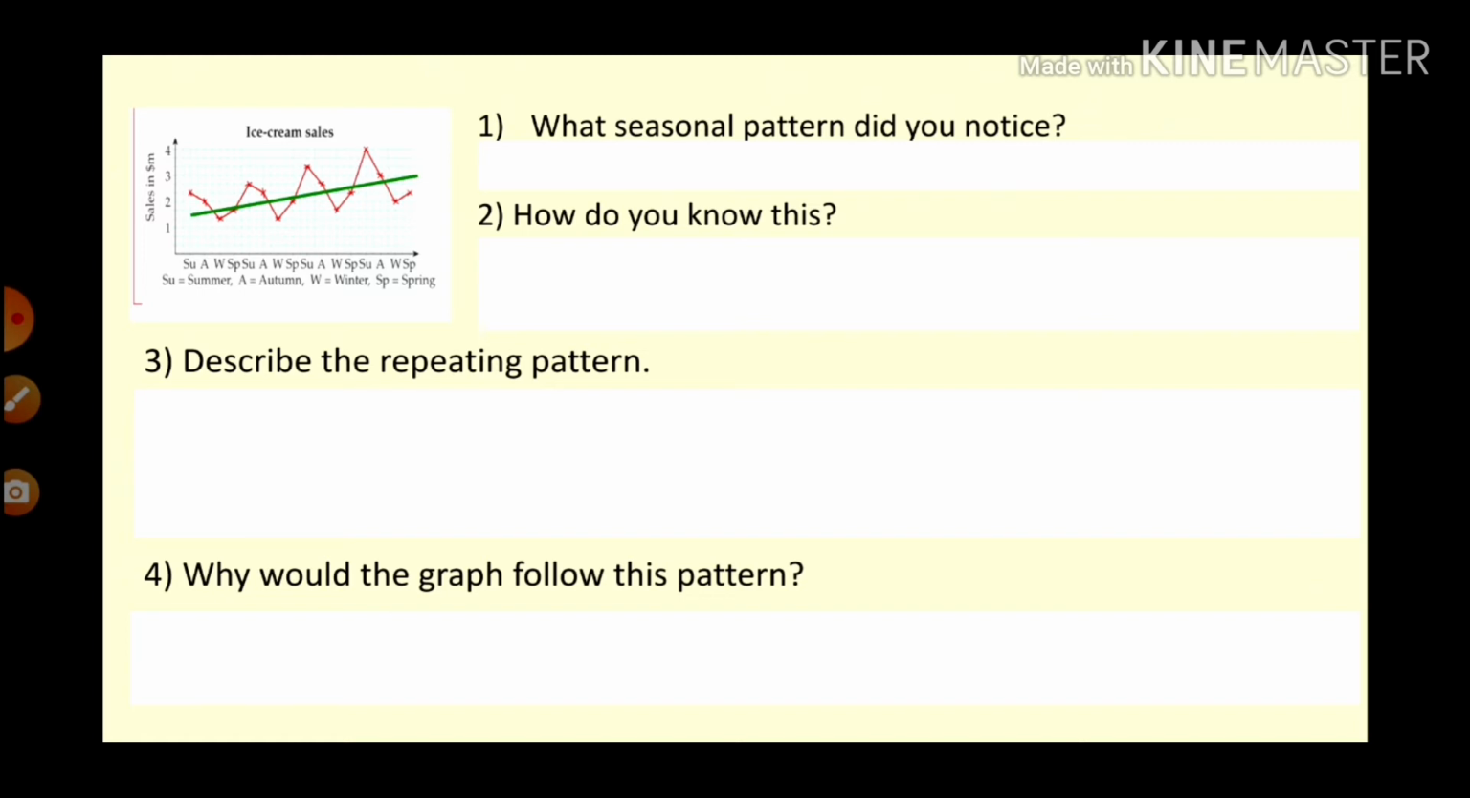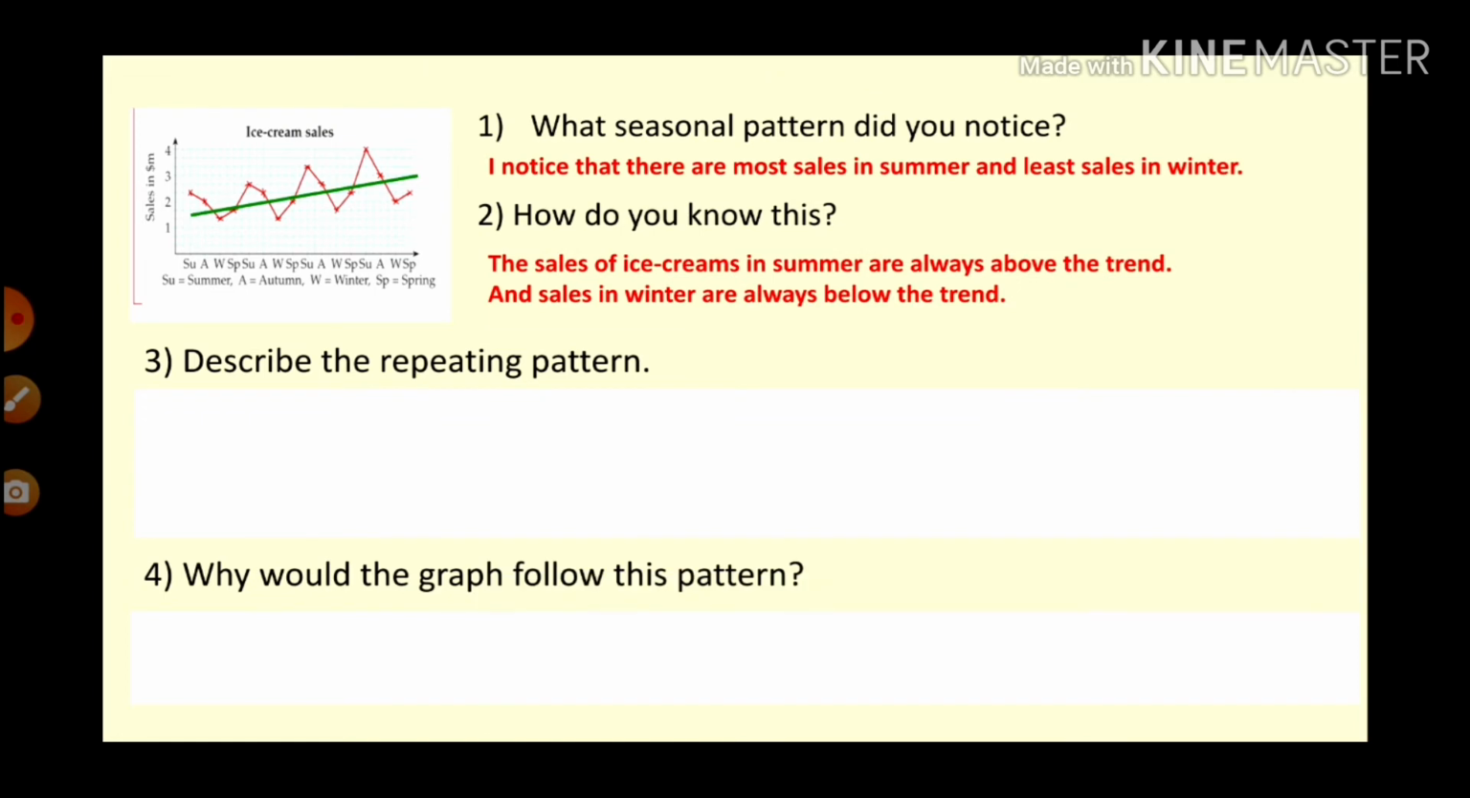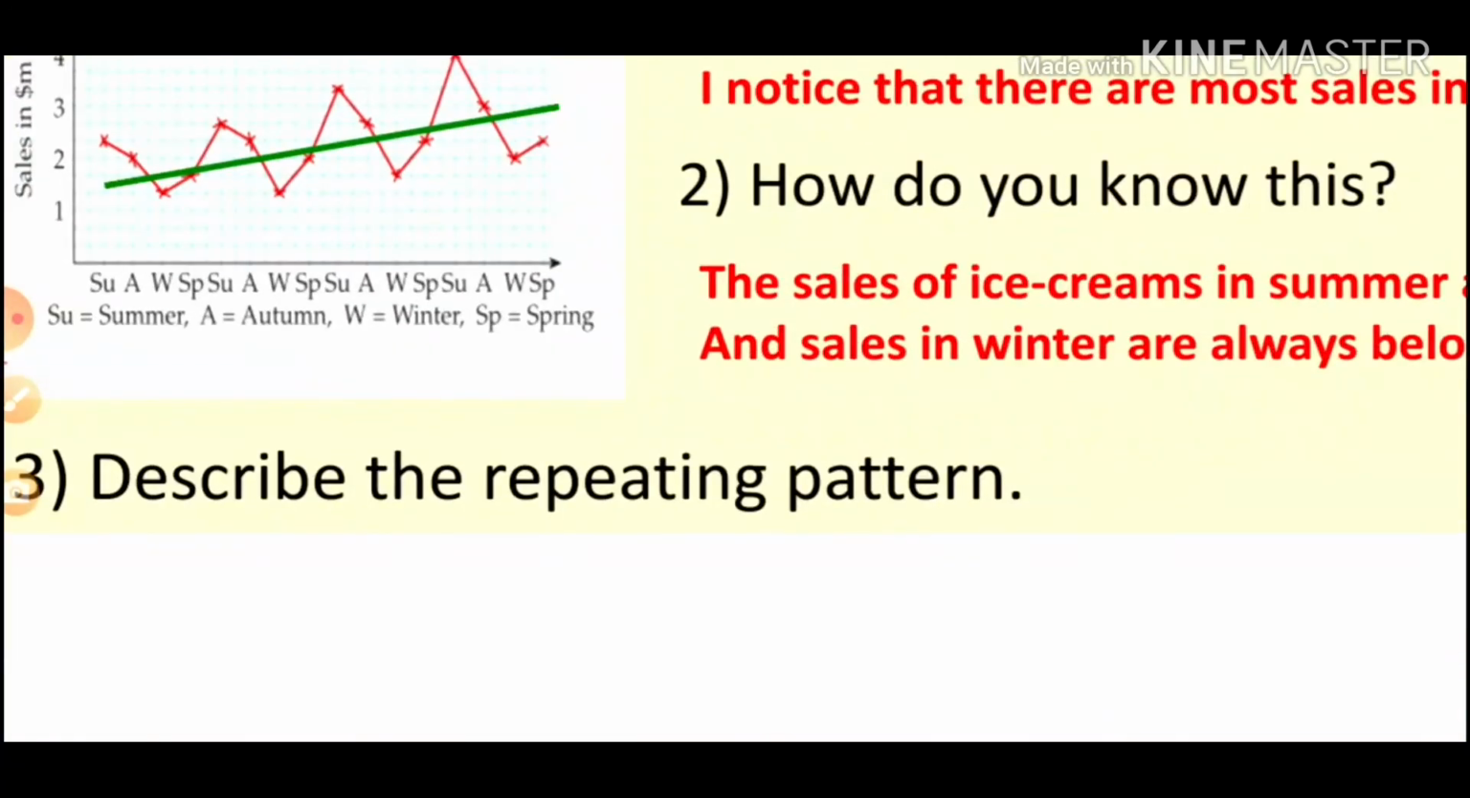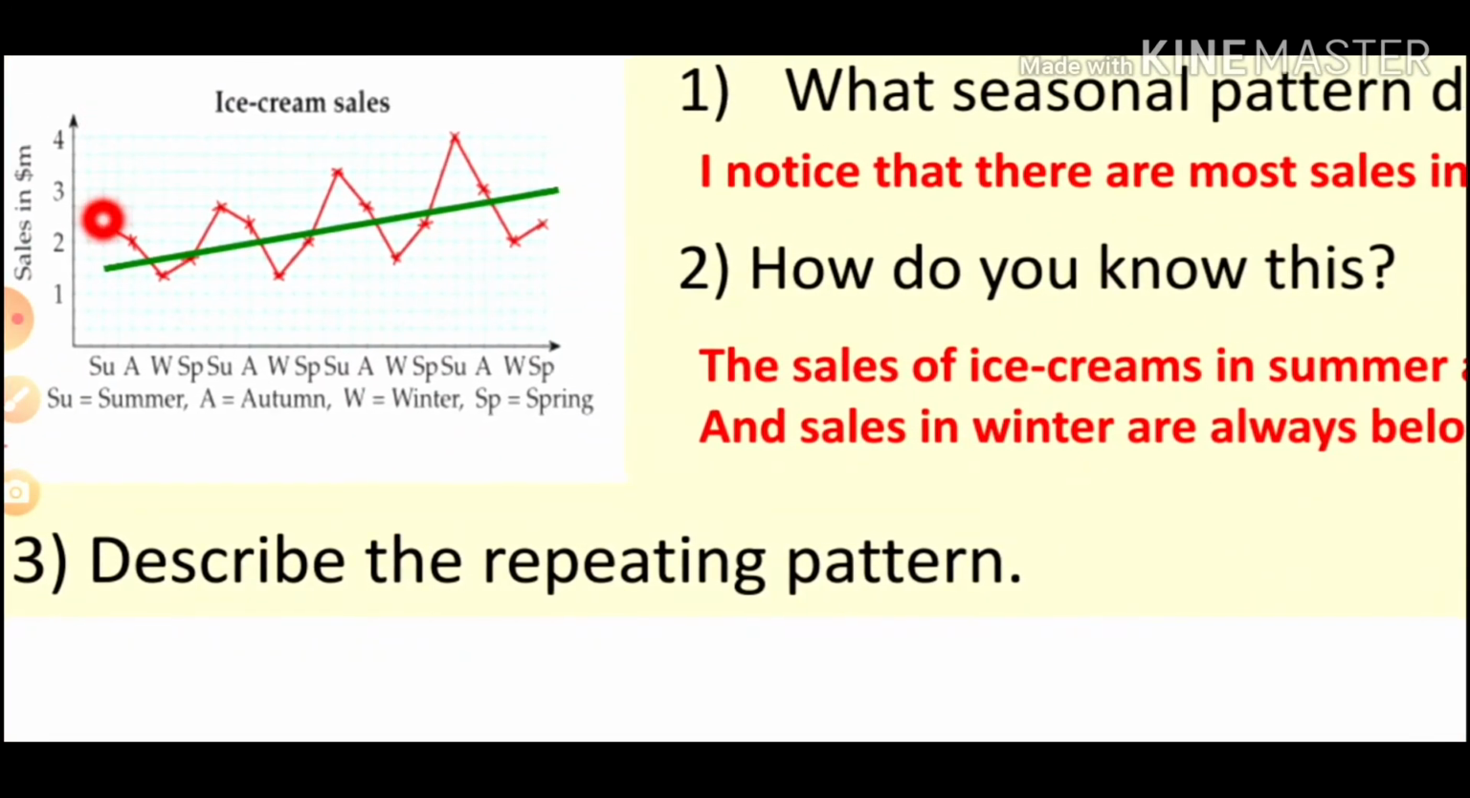We're back to ice cream sales. Number 1, what seasonal pattern do you notice? Obviously, the most sales in summer and least sales in winter. How do you know this? Just explain. The sales of ice cream in summer are always above the trend line, whereas the sales in winter are always below the trend line. If you have a look, this is the sales in summer, always above the trend line, whereas winter, it's always below the trend line.